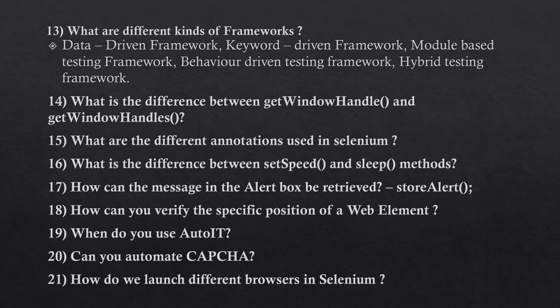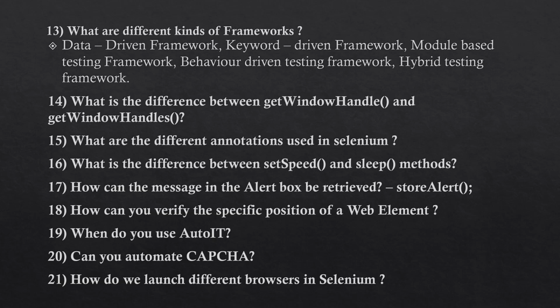Whereas setSpeed will wait for each and every command throughout our script. Instead of using Thread.sleep everywhere, we can directly use setSpeed at one time, so that each and every line of your code will wait the mentioned time period, and only then take the next step or next line. Once that line is completed, it waits again for the mentioned time, and then goes to the next line of your code. That is the difference between setSpeed and Thread.sleep methods.